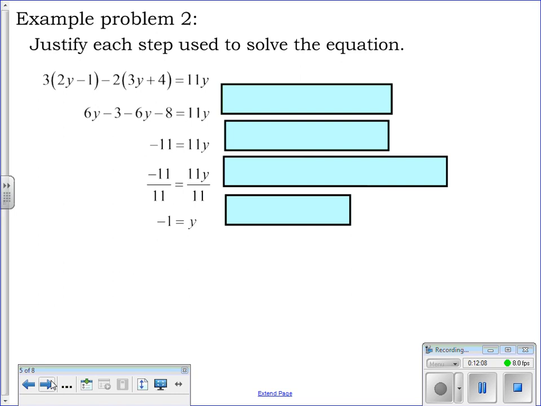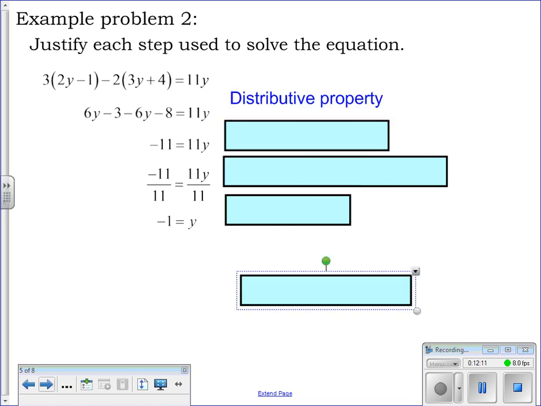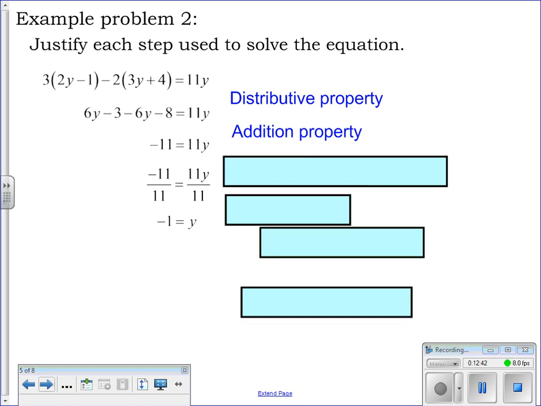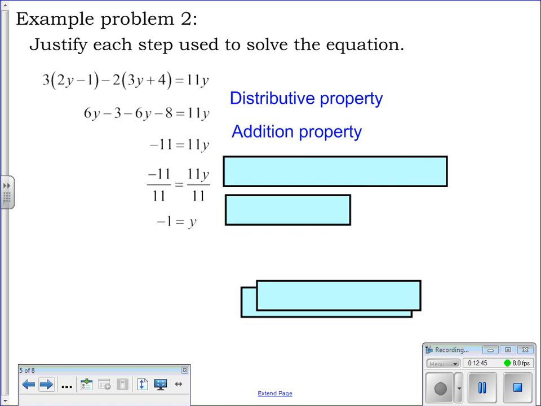Now, the first one is given. I don't write that one down on these. Basically, you go through and ask what can I use? My first step to get to the second thing is I use the distributive property. What did I do? I distributed. Okay? Distributed the 3, distributed the -2. I use the distributive property. To get from here to here, I combine up my like terms, which technically is using the addition property.